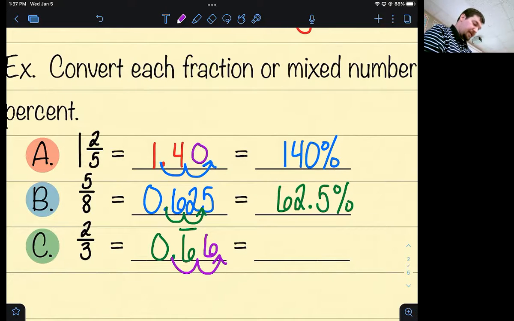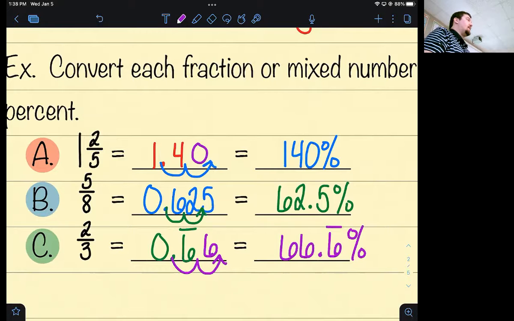So this is going to be 66. However, the 6 keeps going. So put a decimal point, put another 6, and then we can put a line over it. 66.6 repeating percent. Don't just say that it's 66% because it's actually closer to 67%.